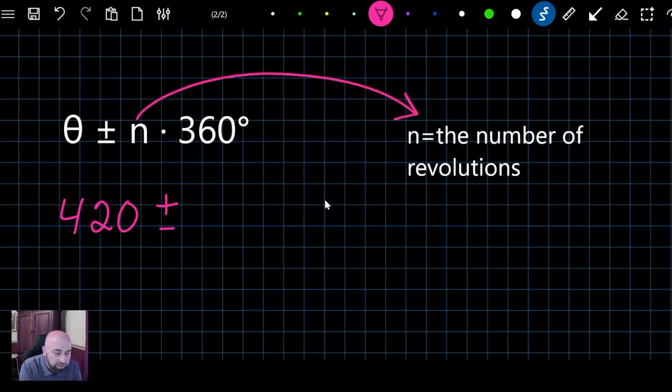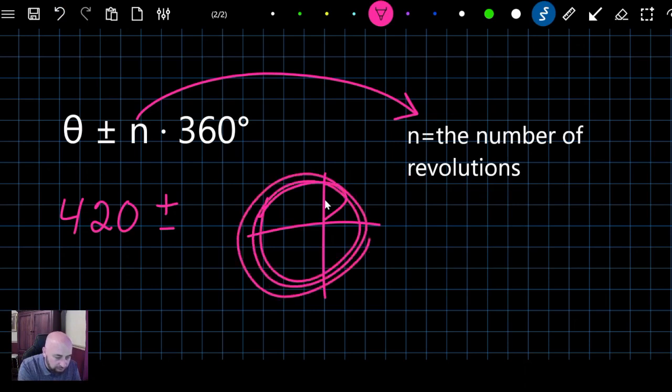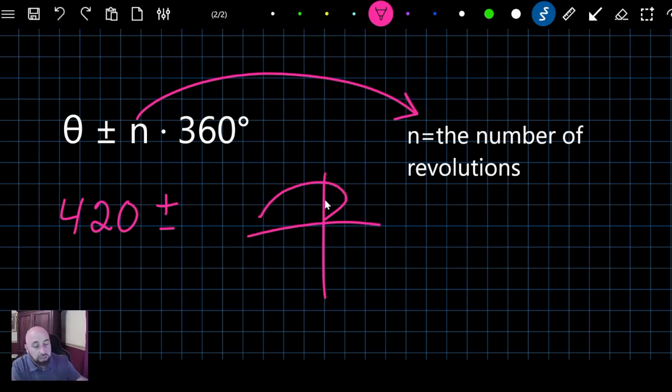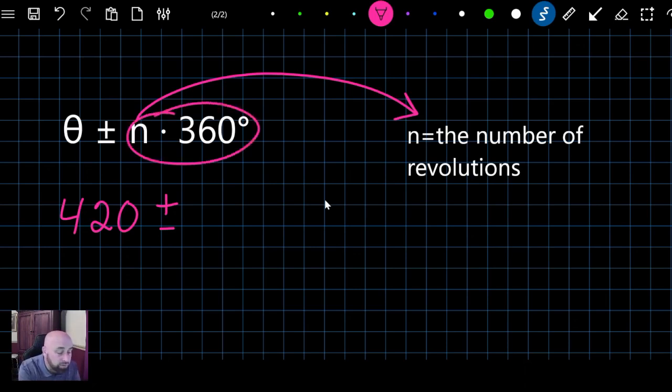If you look over here, the n is the number of revolutions. What does that mean? Well, if this is our Cartesian plane, it's the number of times we're spinning around the Cartesian plane. So if we spin around it one time, then it's 360. If we spin around it 2 times, it's 2 times 360. If we spin around 3 times, it's 3 times 360. Okay?